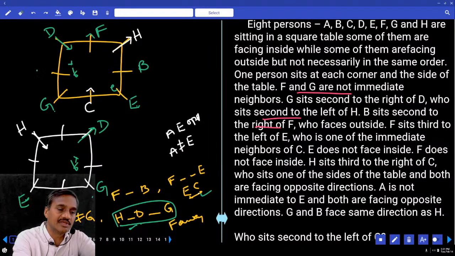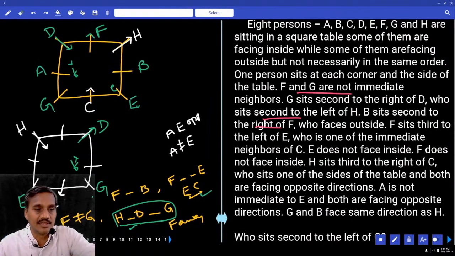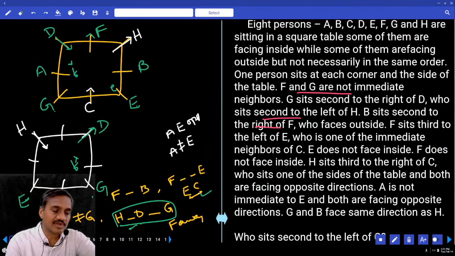If B is here, A is here. Is that okay? F faces outside, as F cannot be here. Hence, where should this F be? Tell me, where should F be? And F is not adjacent to A. F is not adjacent to G.